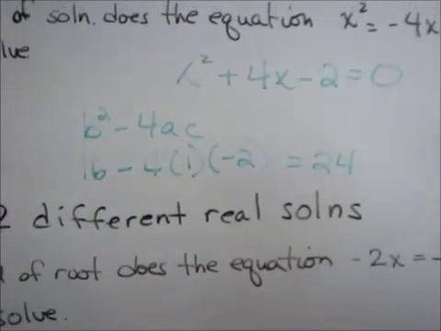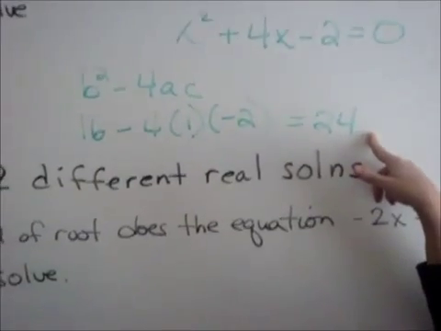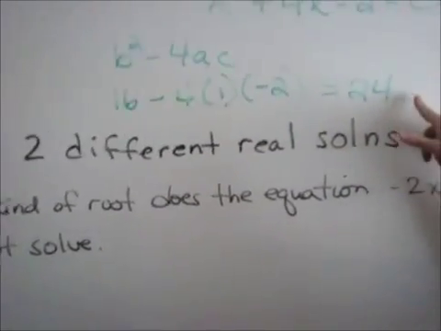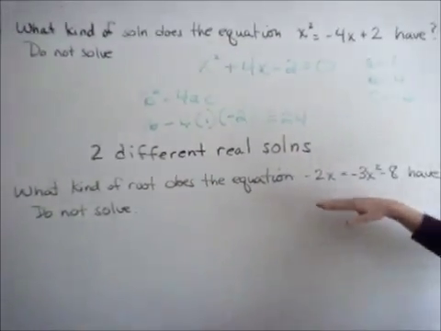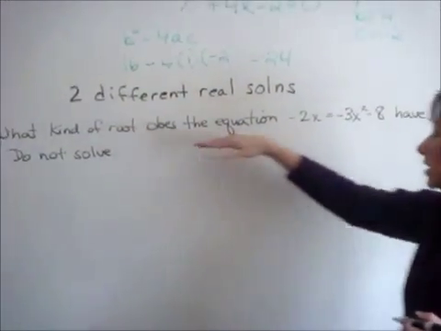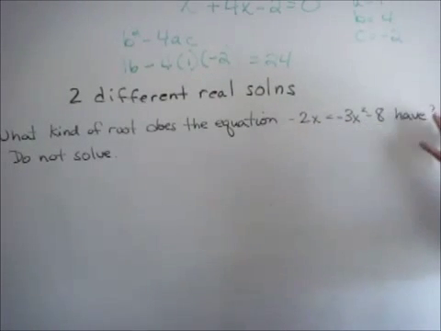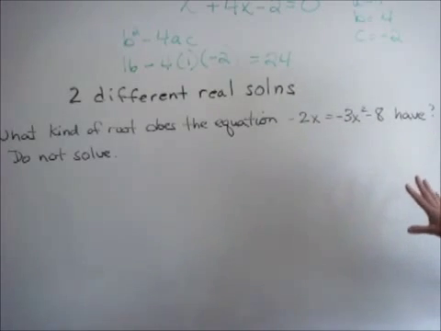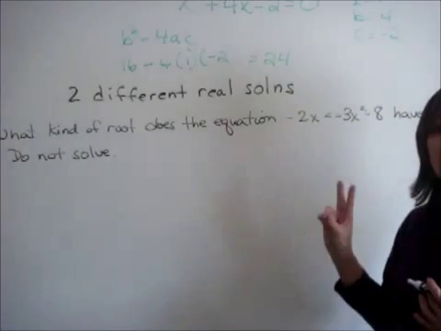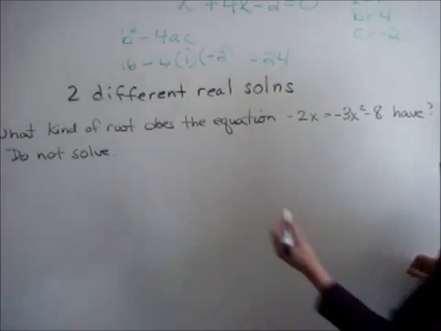You just take your a, b, and c, put it in the discriminant, and see if you get a positive number out, a negative number out, or 0 out. So let's try another one. What kind of root? Root is just another word for solution. Does the equation negative 2x equals negative 3x squared minus 8 have? Do not solve. So they just want to know whether we're going to get one solution, two real solutions, or a complex solution. So we have to put it in the right form.